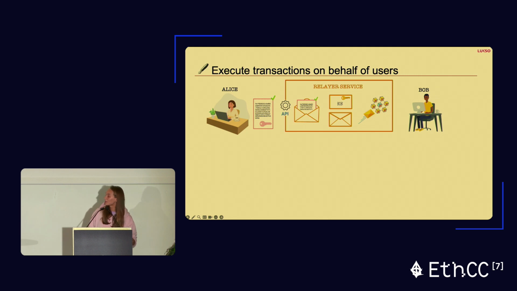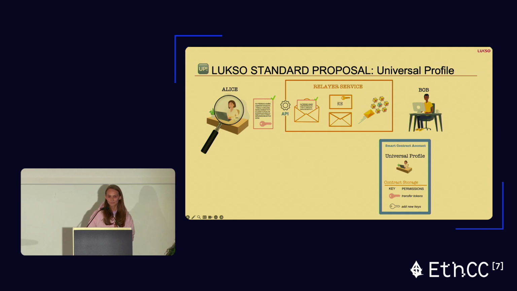Let's go a bit more into the details of how a third party can execute a transaction on behalf of a user. If we have a look at Alice, Alice will need a universal profile. A universal profile is one of the standards that LUKSO came up with in order to enhance the user experience on the blockchain. It's a smart account standard that represents your identity on the blockchain. It has a contract storage, so it can store all the metadata of Web 2 with the power of decentralization.